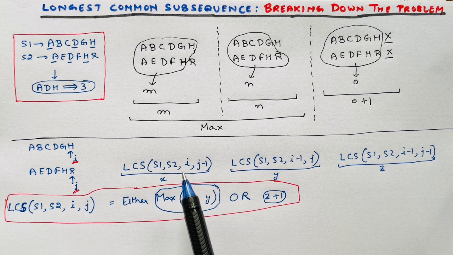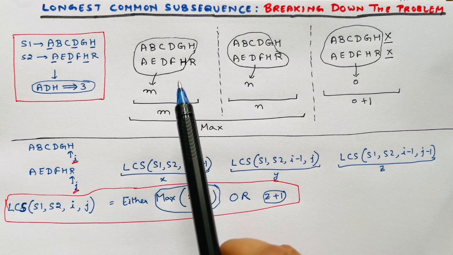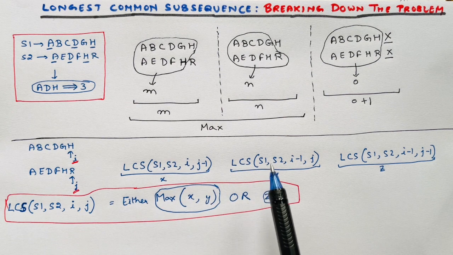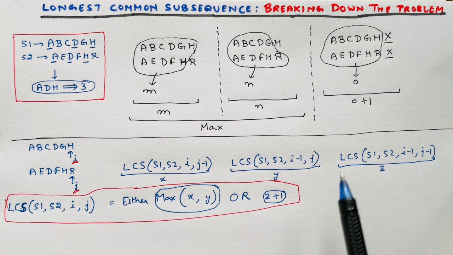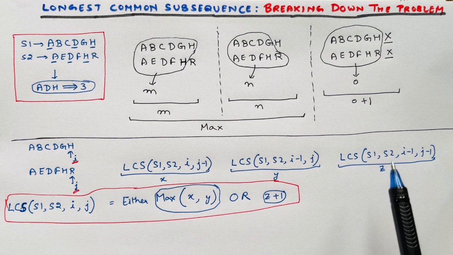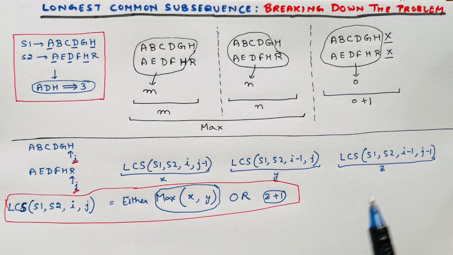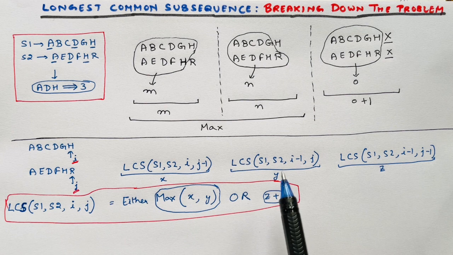LCS(S1, S2, i, j minus 1). Similarly, this one will be LCS(S1, S2, i minus 1, j). And this one will be LCS(S1, S2, i minus 1, j minus 1). So what will the answer be in terms of these? It will either be the maximum of these two, x comma y, or z plus 1, depending on whether the last characters of S1 and S2 are the same or not. This is our recursive relation.